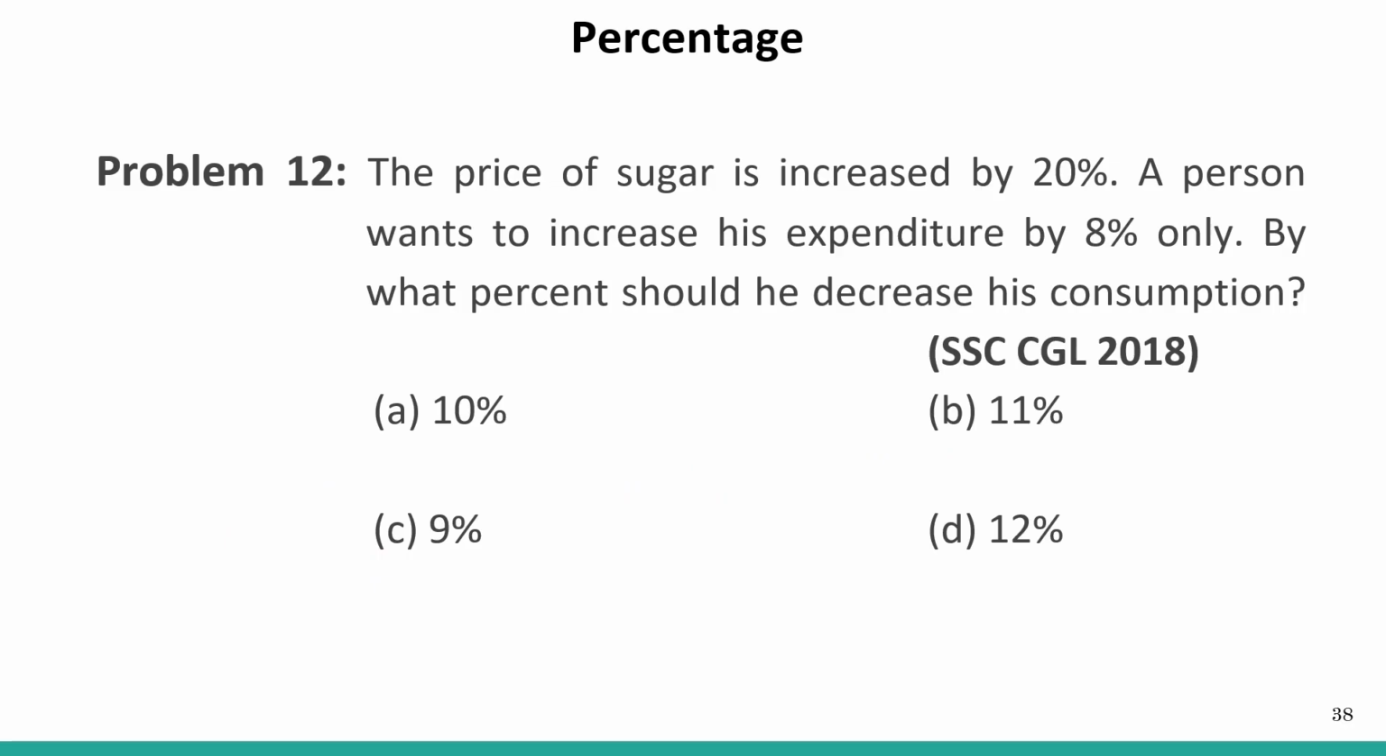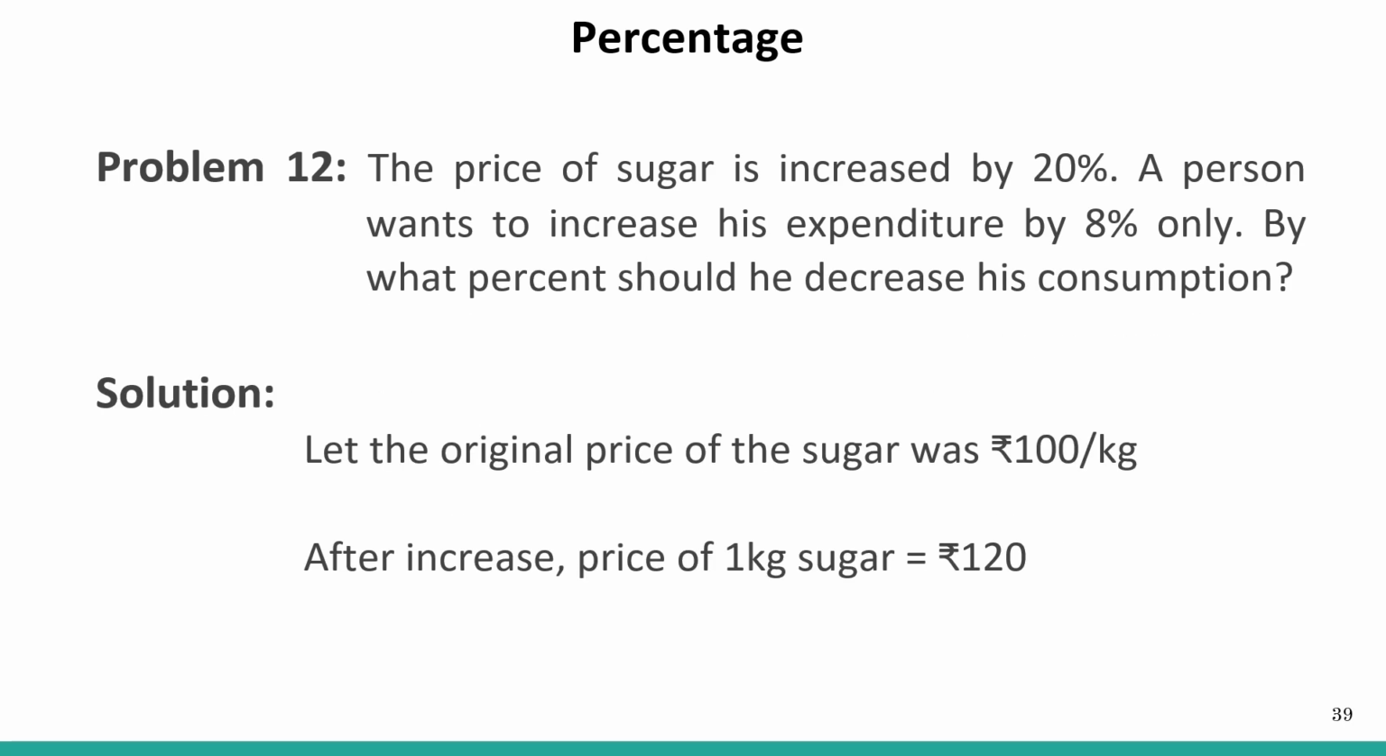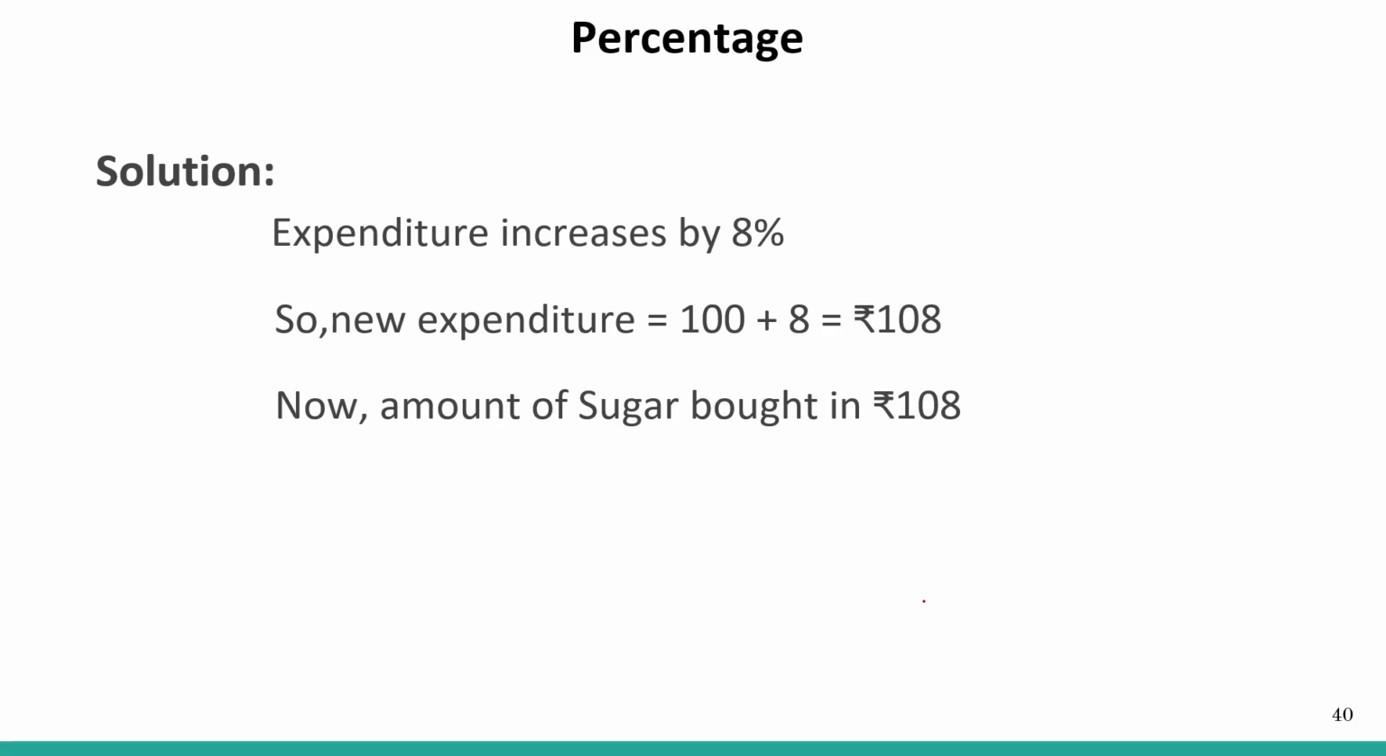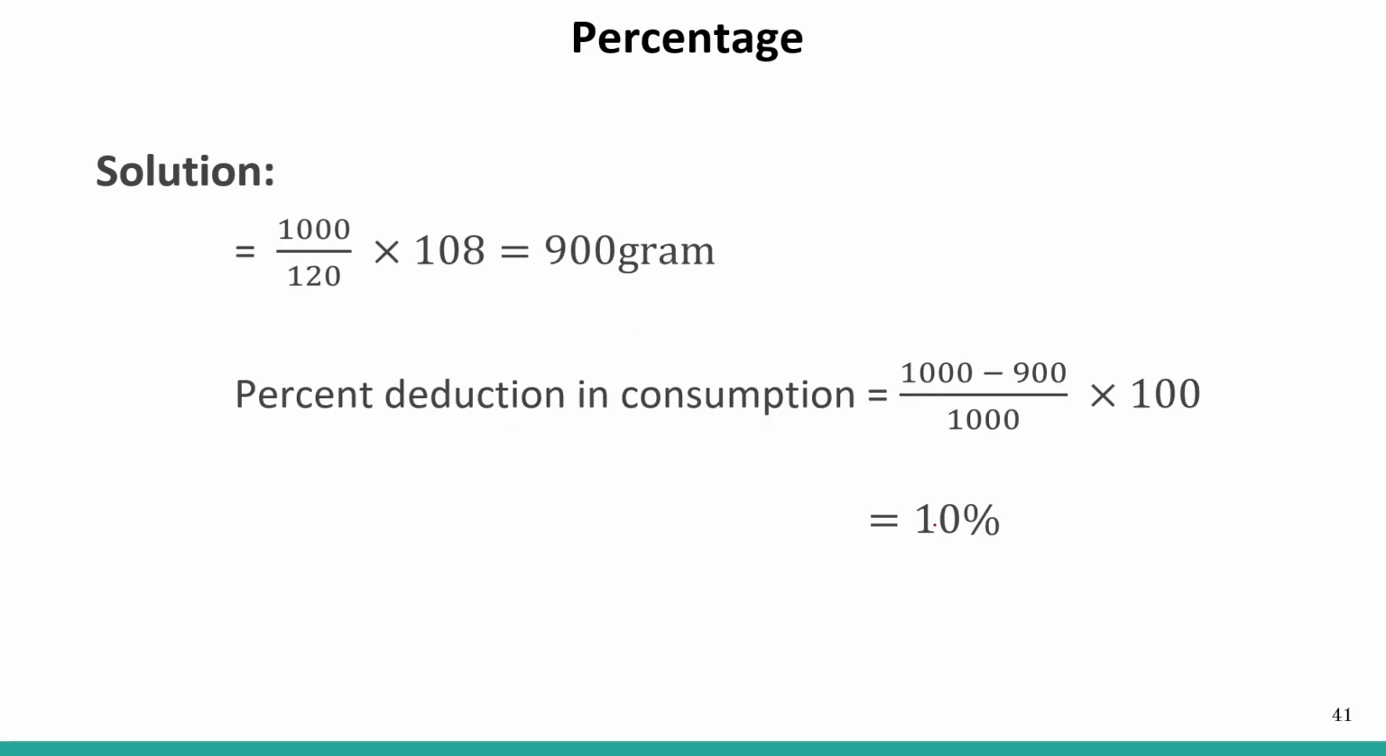Let's see problem number 12. The price of sugar is increased by 20%. A person wants to increase his expenditure by 8% only. By what percent should he increase his consumption? Let the original price of the sugar be 100 rupees per kg. After the increase, 1 kg of sugar will cost 120 because the hike is 20%. Expenditure increases by 8%, so the new expenditure is equal to 108. Now the amount of sugar bought is 1000 by 120 into 108.